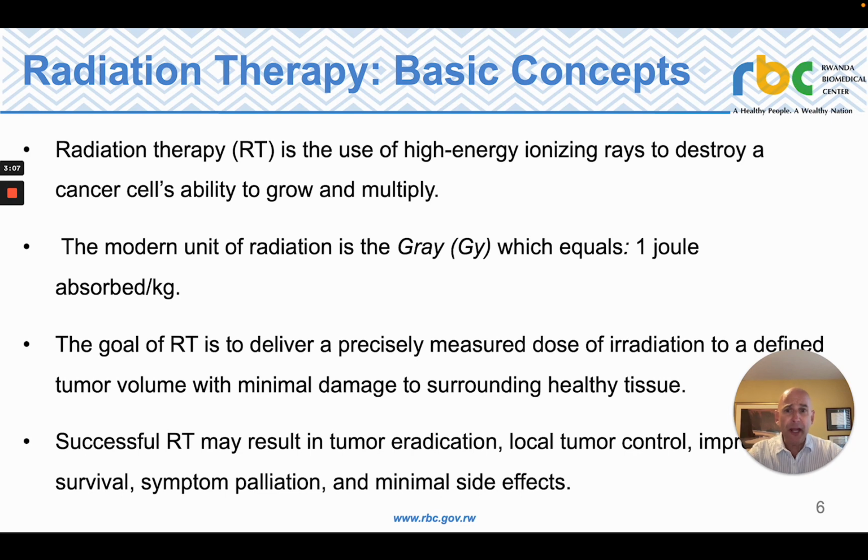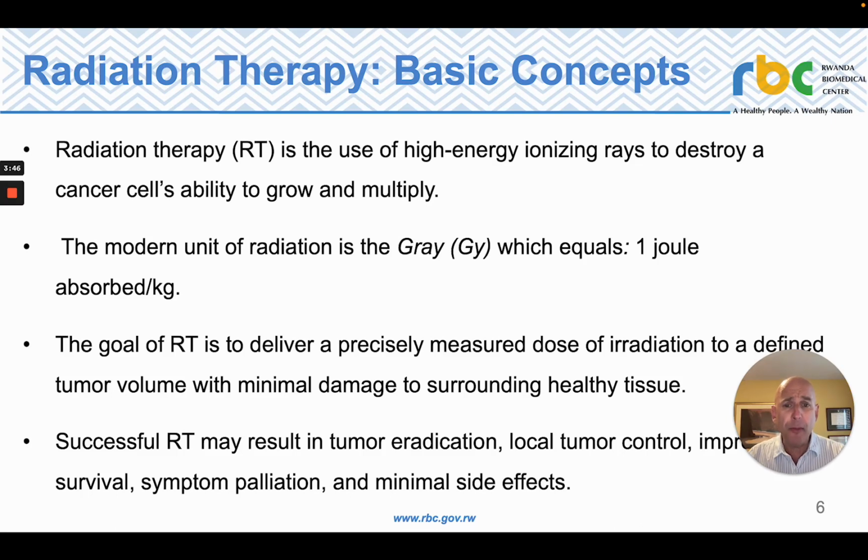In addition, radiation therapy is using what we call high-energy ionizing X-rays to destroy a cancer's ability to grow and multiply. When we talk about dose with radiation, we use the unit of gray, and 1 gray is equal to 1 joule of absorbed energy per kilogram of tissue. The goal of radiotherapy is to deliver a precisely measured dose of irradiation to a defined tumor volume, while at the same time trying to minimize any damage to surrounding healthy tissue.